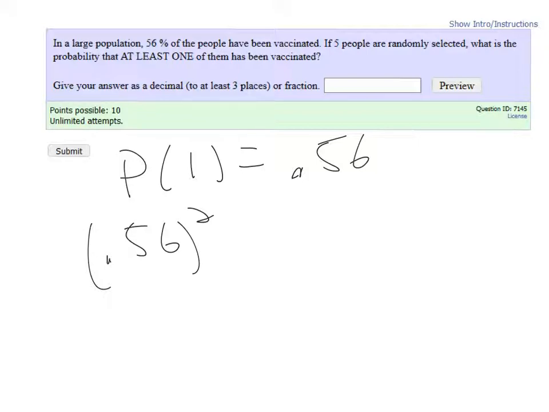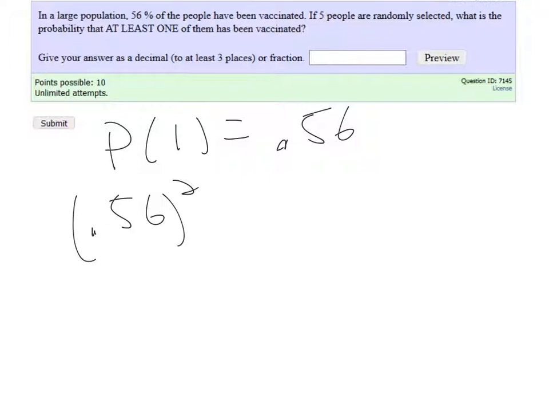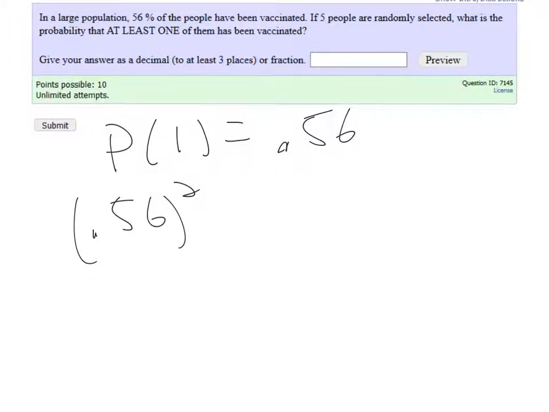So, if we want to do this directly, we'd have to find the probability of 1 person being vaccinated. Then we'd have to find the probability of 2 people being vaccinated, and the probability of 3 people, and then add up all those probabilities. And that just isn't something we want to do. So here's how we get around this.